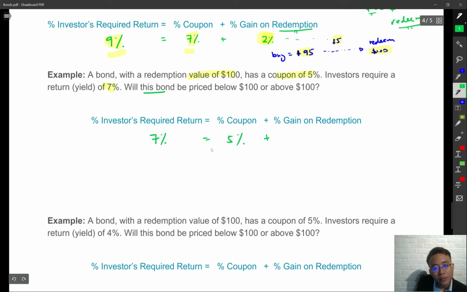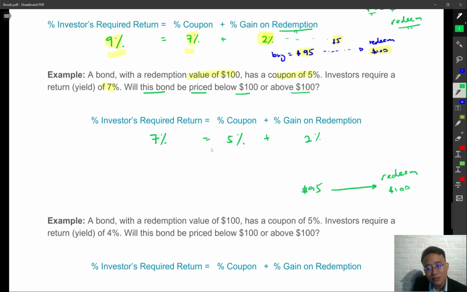Will this bond be priced below or above $100? Now here, I need to make that 2%. So how am I going to make it? I will redeem the bond upon maturity at $100. What should I buy the bond for? I have to buy it at $95, isn't it? That is how, when I buy it at a slightly lower price, I will earn a profit.